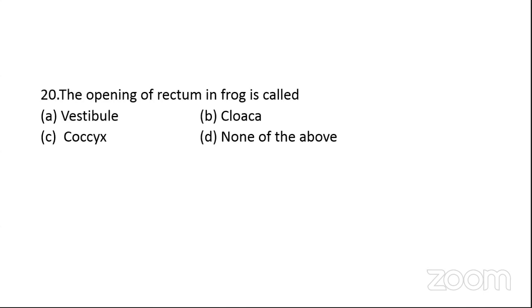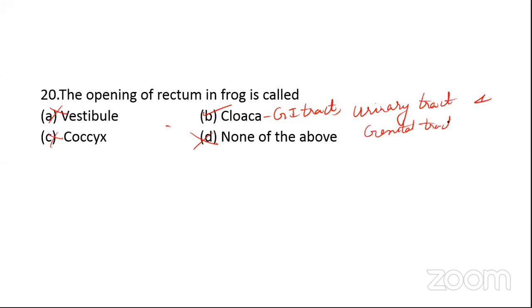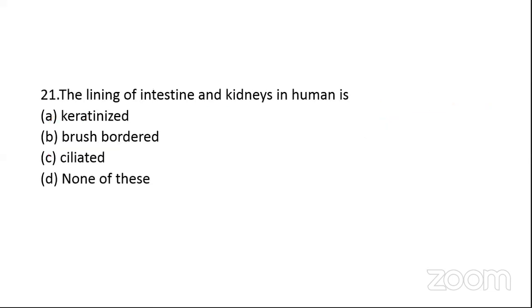Then, the opening of rectum in frog is called, answer students, cloaca. So coccyx is wrong, none of the above is wrong. Cloaca is an opening for the GI tract, that is the gastrointestinal tract, the urinary tract, and the genital tracts. So urinogenital and gastrointestinal all open into a single one, which is called cloaca.